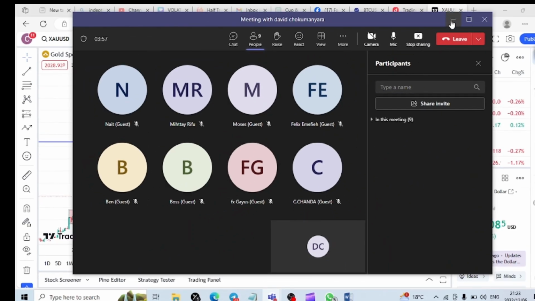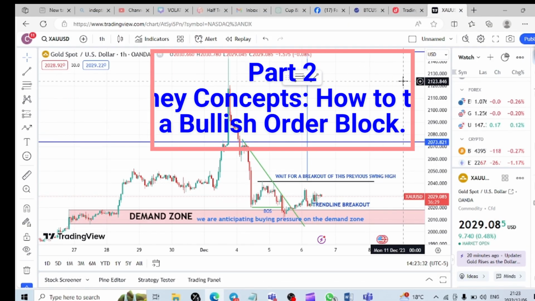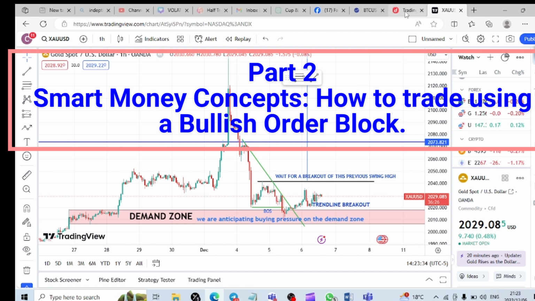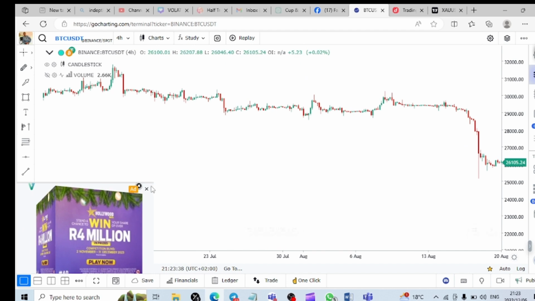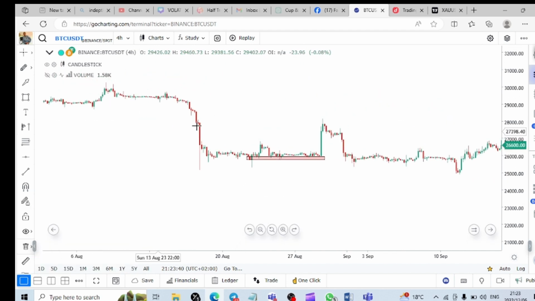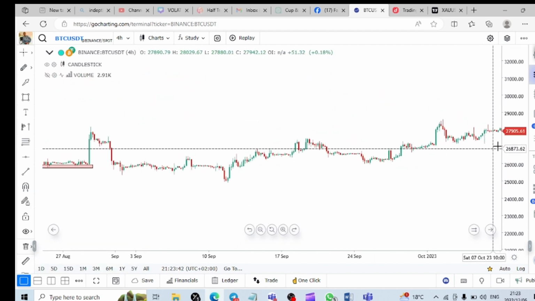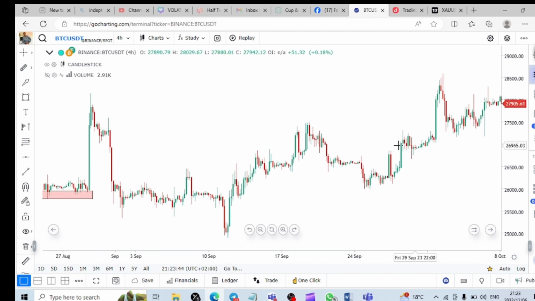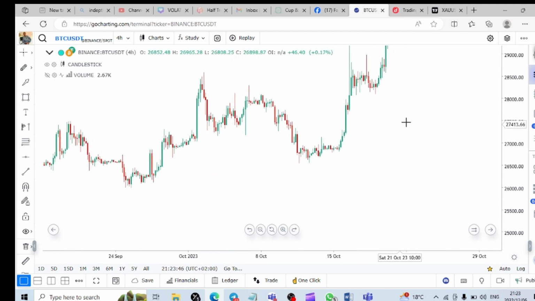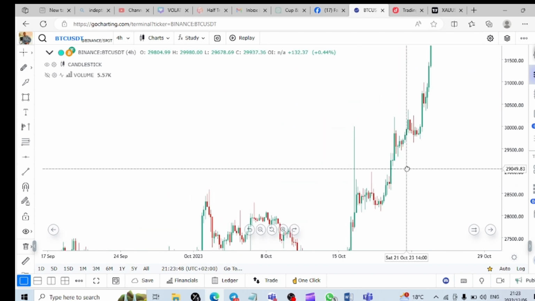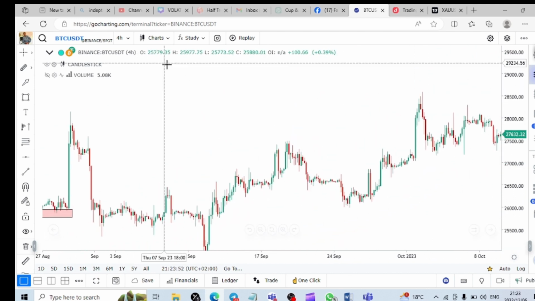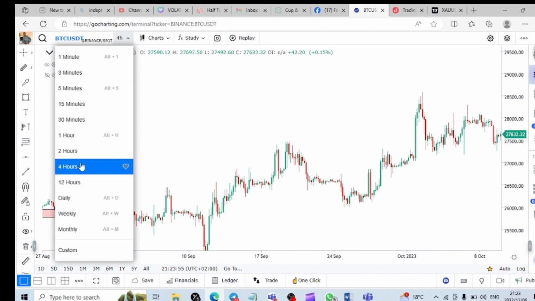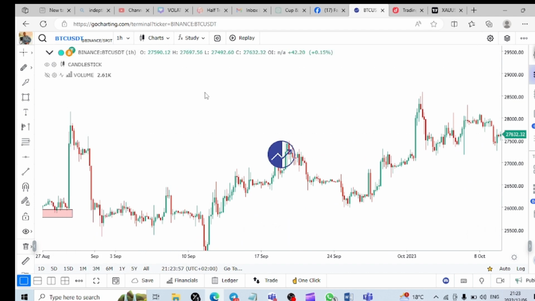Okay, we can continue. So we're now talking about a very bullish order block. I was trying to look for more examples in BTC USD. It seems like we don't have a lot of examples. 4 hour. Let me go on the 1 hour. Maybe I might get something.